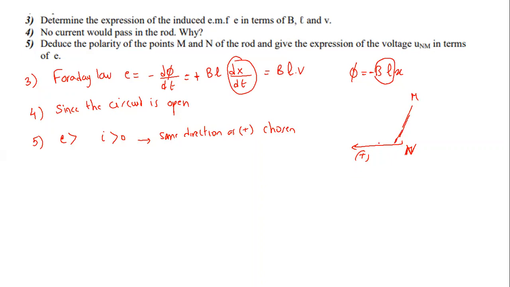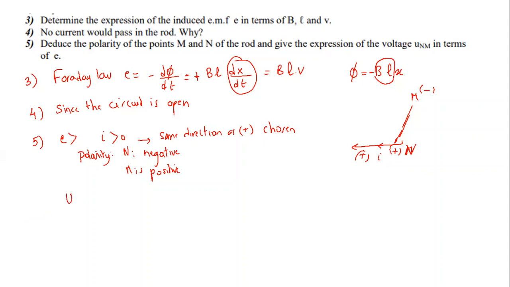So this means that if there's current and the current was chosen in the positive direction, then this will be the direction of the current. And we know that the current goes out from the positive and then to the negative. This means since it's going out from N, then N is the positive part and M is the negative part. So as polarity, I can say that N is negative and M is positive. And the question also is to find the expression of the voltage U_MN.